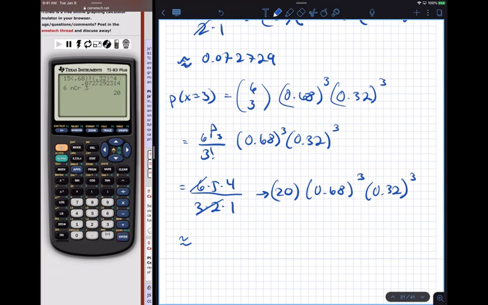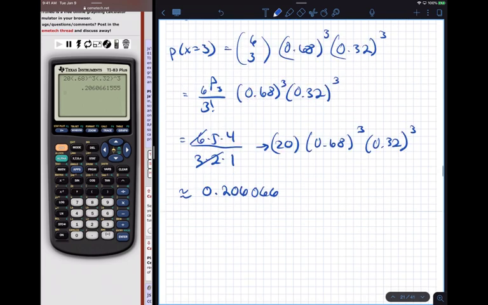All right. So I can just type it in. It's going to be 20 times 0.68 to the power of 3 times 0.32 to the power of 3. So then this one is, let me see, we got 0.206066. Okay, that's an approximation.